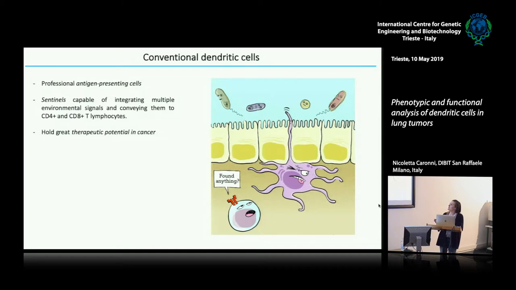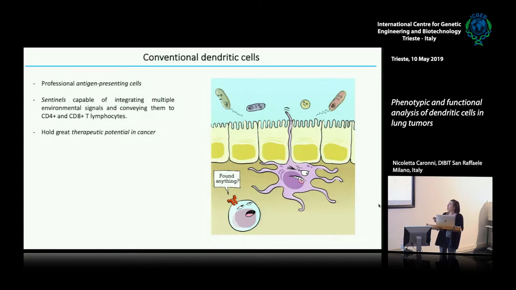They are professional antigen-presenting cells. They act as sentinels in the peripheral tissues, and they are able to integrate multiple environmental signals and convey them to CD4 and CD8 T lymphocytes. As you can see by the cartoon here, this is a conventional dendritic cell in the tissue. It works very hard fishing antigens in the space. In the meantime, the lazy T cell is just moving around, looking for it to be activated.